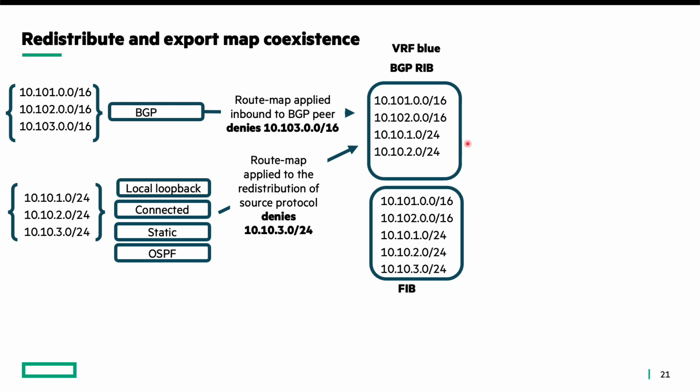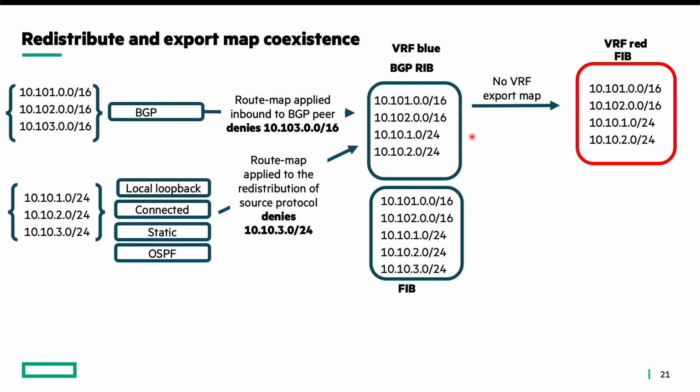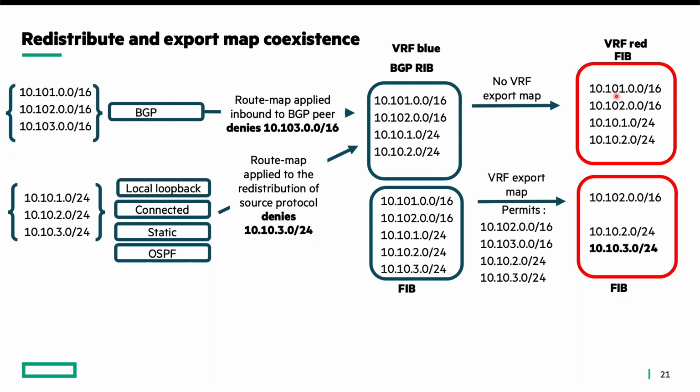So far, so good. Now we go to the leaking process using the L3 VPN table, as explained before, and we don't apply any export route map. So we get an exact copy of the BGP table into the forwarding information base of the VRF. Since 10.10.3 was not imported into BGP, it is not exported into the VRF FIB.